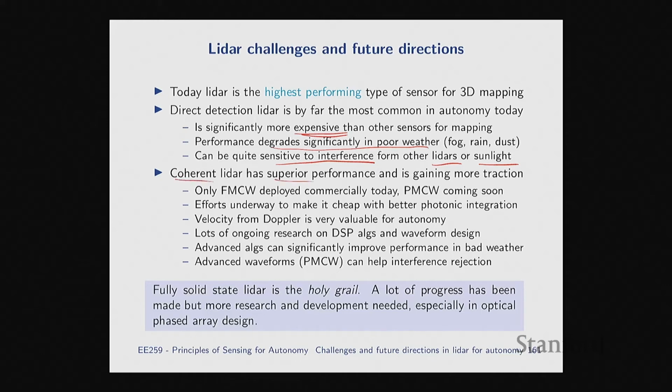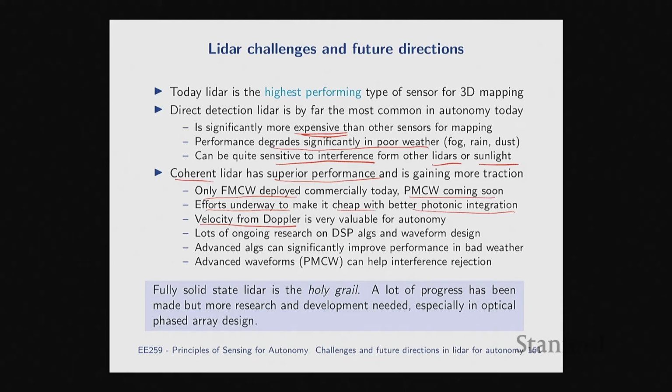Coherent LiDAR, as we know, you can get superior performance, and it's gaining more traction today. There are already commercially deployed coherent LiDARs, but not nearly as many as direct detection. Today, only FMCW is deployed. Hopefully, PMCW will be coming soon. Coherent systems today are even more expensive than direct detection. But again, there are lots of efforts underway to make it cheap, especially with better photonic integration. Hopefully, these systems can become cheap. They can estimate velocity, which is very valuable for autonomy, and that's one thing direct detection doesn't do.